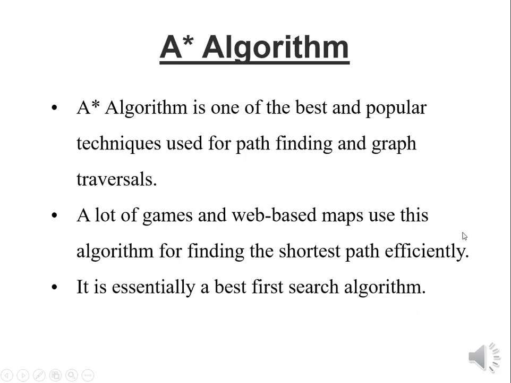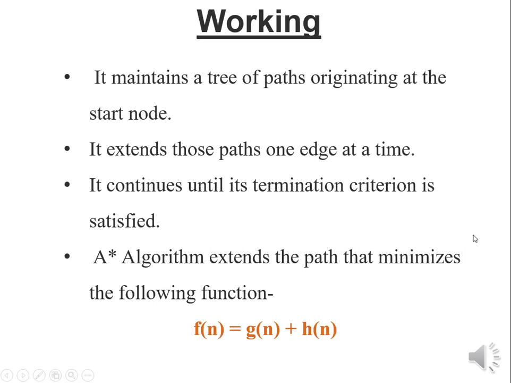Here, A-star algorithm is one of the best and popular techniques which can be used for finding the path and graph traversal, and it is also considered as a heuristic search algorithm, and it comes under the category of informed search strategy. The real-time applications of A-star algorithm we can see in games and web-based maps, and it is essentially a best first search algorithm as it is providing the best path cost.